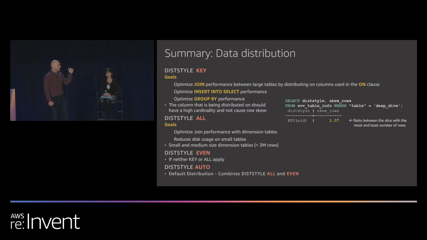And then we have dist style even and auto. If you're not sure what to do, or if you're new to Redshift and just testing it out and playing, start with dist style auto. It is the default, and a lot of times it does the right thing. Then if you need to later, you can optimize and move to dist style key where it makes sense.